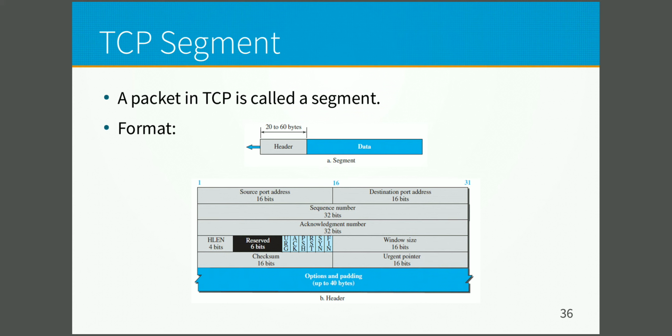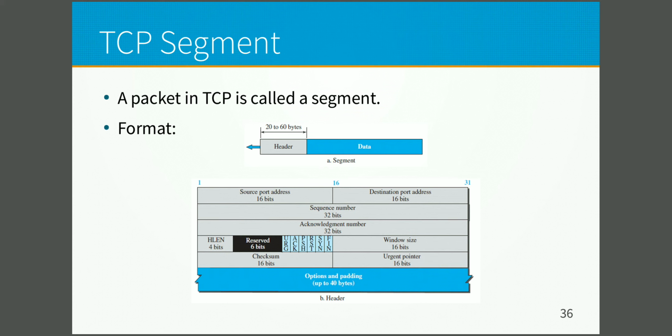Before that, the data unit in TCP at the transport layer is called a segment. In case of UDP, we call it a datagram, whereas in case of TCP, we call it a segment. So this segment gets the data from the application layer, which acts as the payload, and then attaches a 20 to 60 byte header. So the data along with the header forms a TCP segment.